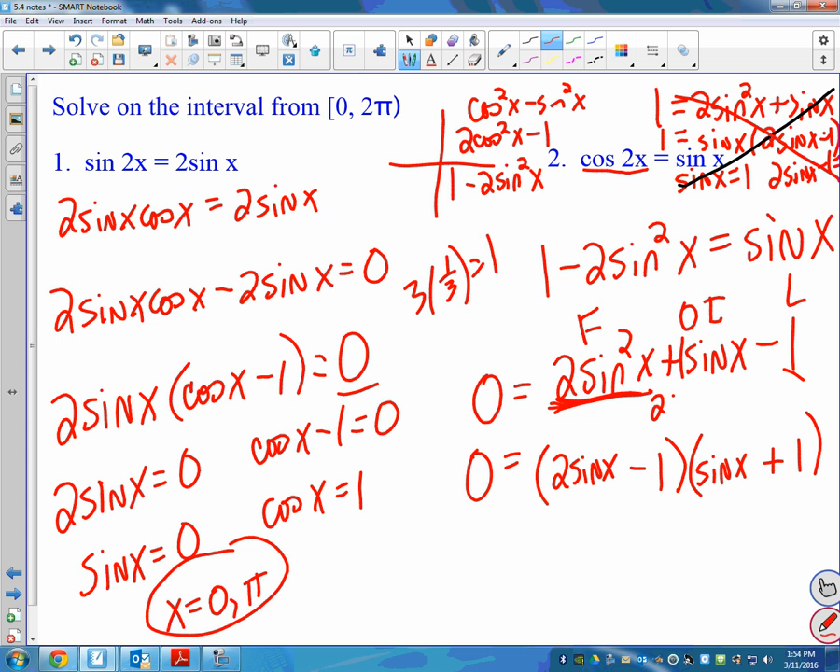You rewrite this as 2 sine of x minus sine of x. And then when you factor that out, you're going to factor out a 2 sine of x. And over here, you're going to factor out a negative 1. And this is what you're going to be left with. And I promise it always works.